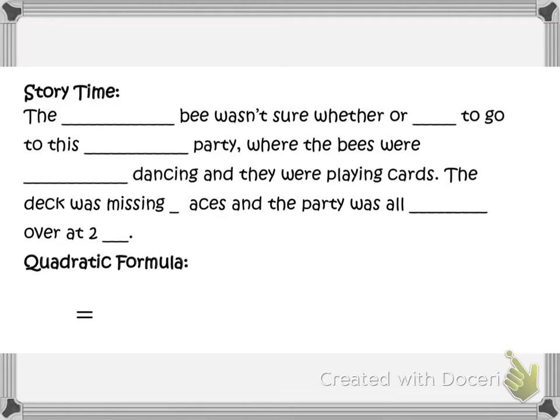So the pessimistic B wasn't sure whether or not to go to this radical, it's a radical party where the bees were square dancing and they were playing cards. The deck was missing 4 aces and the party was all over at 2 a.m.